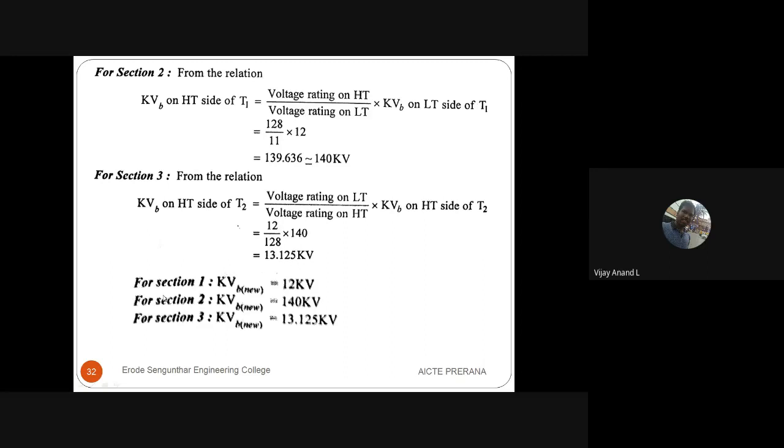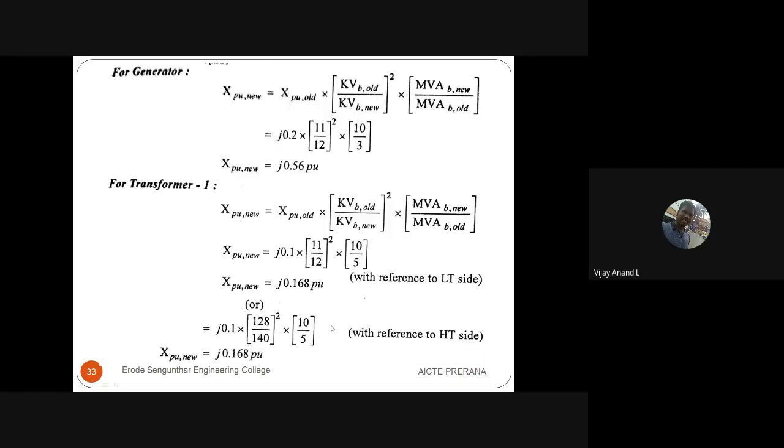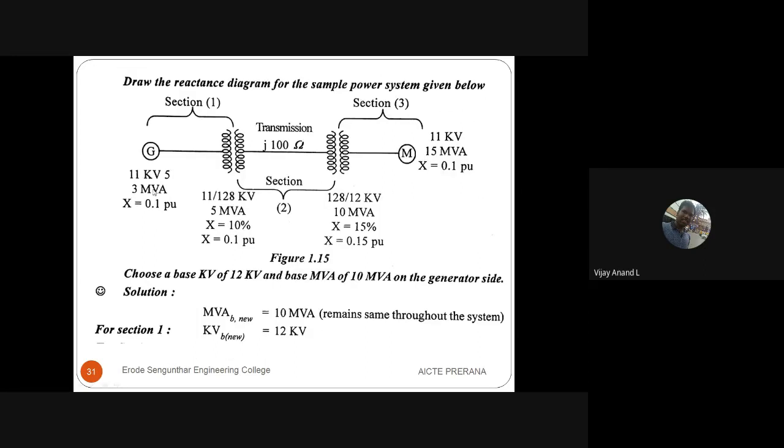So from session 1, the KVB new value is 12 kilovolt, session 2 the KVB new value is 140 kilovolt, and session 3 the KVB new value is 13.125 kilovolt. Okay, for now let us go by the individual sessions.